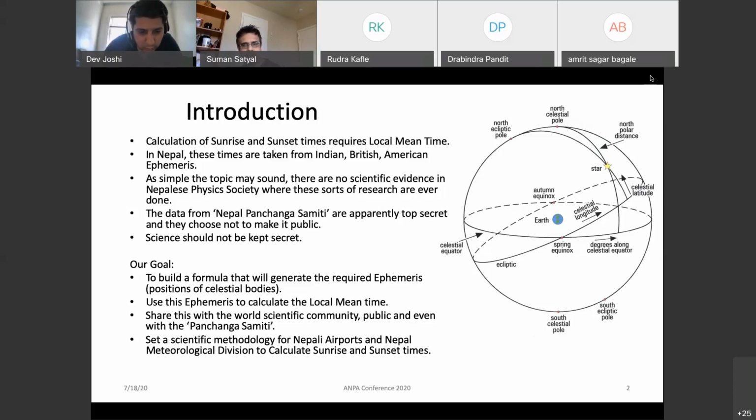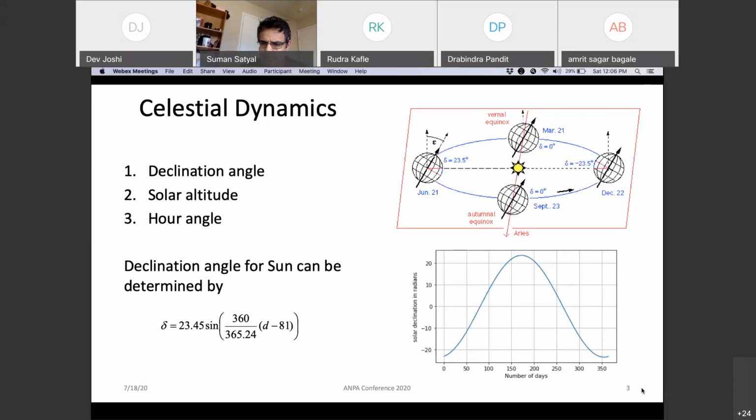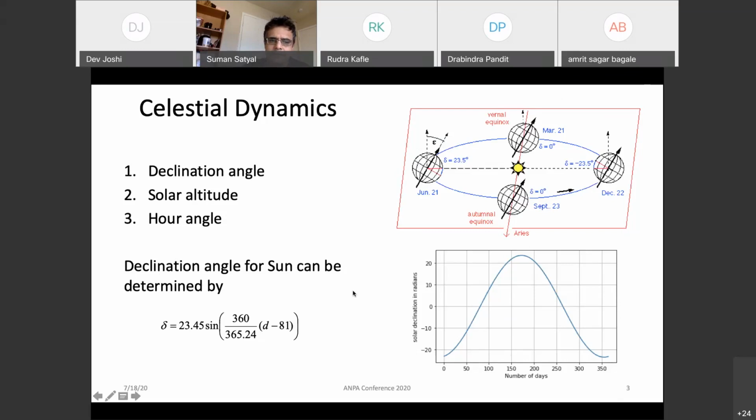This is not secret. Here we see the celestial sphere, equinox, celestial equator, and elliptical orbits. In celestial dynamics, we discuss the declination angle, solar altitude, and hour angle. The declination angle of the sun can be determined by this formula, and the value of the sun's declination angle varies throughout the year. It is maximum on June 20, about 23.5 degrees, zero at the equinox, and again 23.5 degrees on December 22. The variation of the declination angle can be seen.